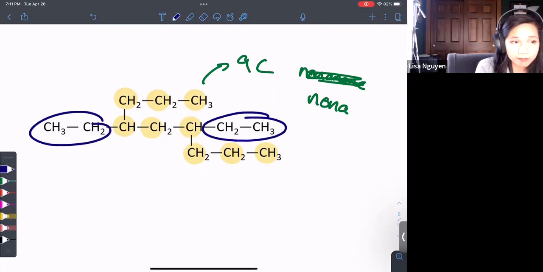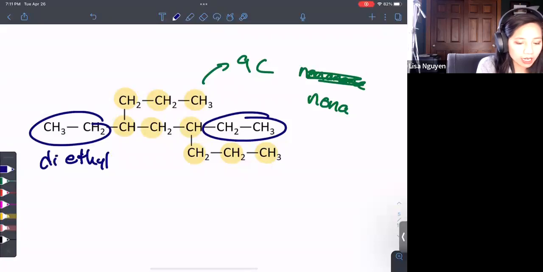Cool, they're the same. That is 2 carbons, so that would be like ethane, but because it's a substituent, we call it an ethyl group. And because there's 2 of them, we say diethyl. All right, and so now we just need to tell the reader what carbons they're attached to.